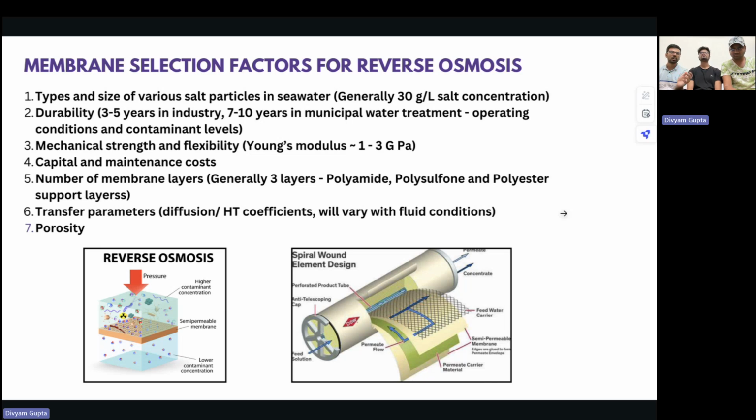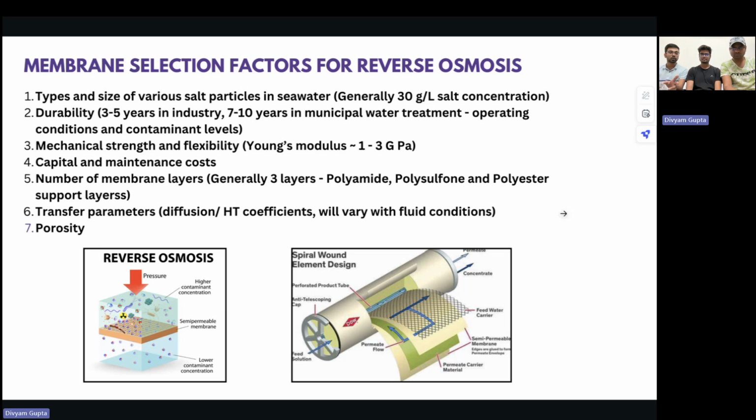That's the durability. Mechanical strength and flexibility is also an important factor in determining its overall life cycle and its strength. So Young's modulus is of the order of 1 to 3 gigapascals. Capital and maintenance cost will come under a techno-economic analysis where we'll find out how cost effective the membrane is. Then the number of membrane layers, and generally there are three types of layers: polyamide, polysulfone, and polyester layers for support.